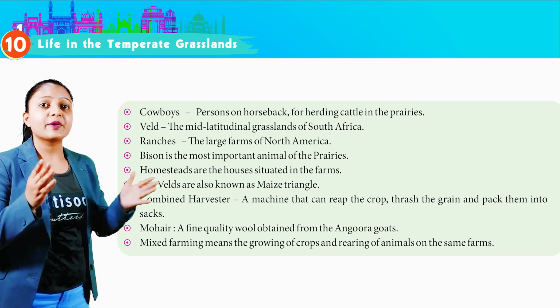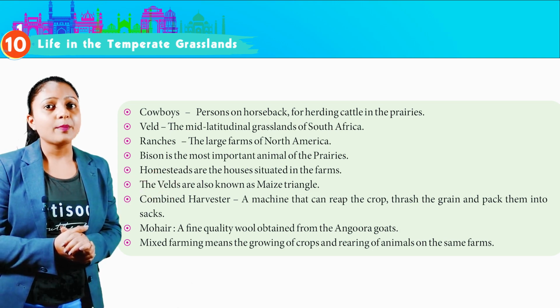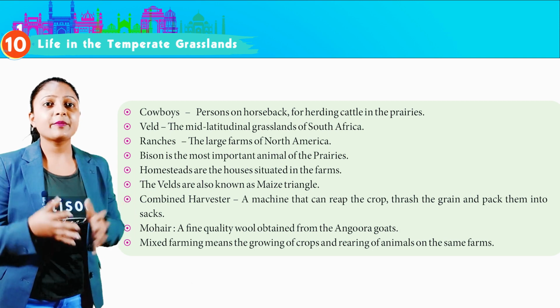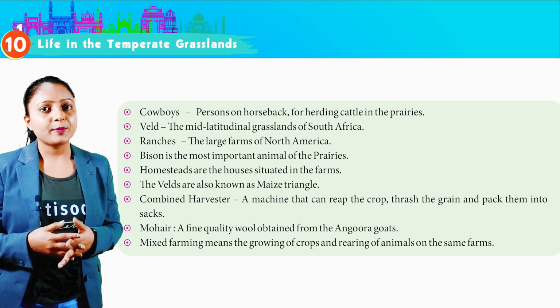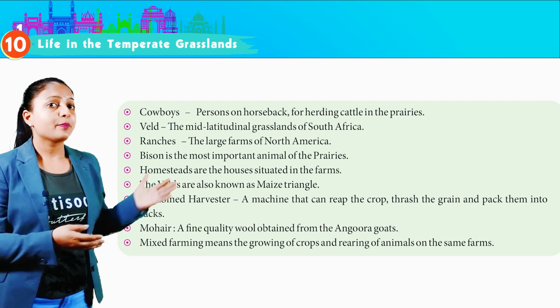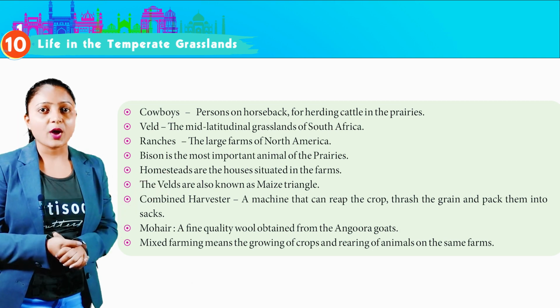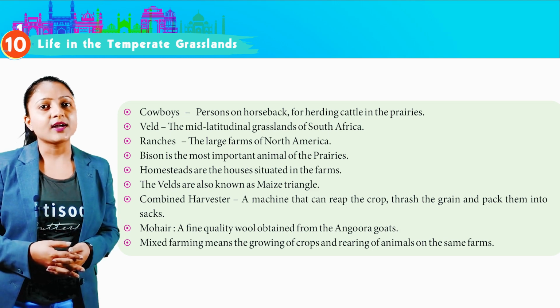Combined harvester, a machine that can reap the crop, thrash the grain and pack them into sacks. Mohair, a fine quality wool obtained from the Angora goats. Mixed farming means growing of crops and rearing of animals on the same farms.